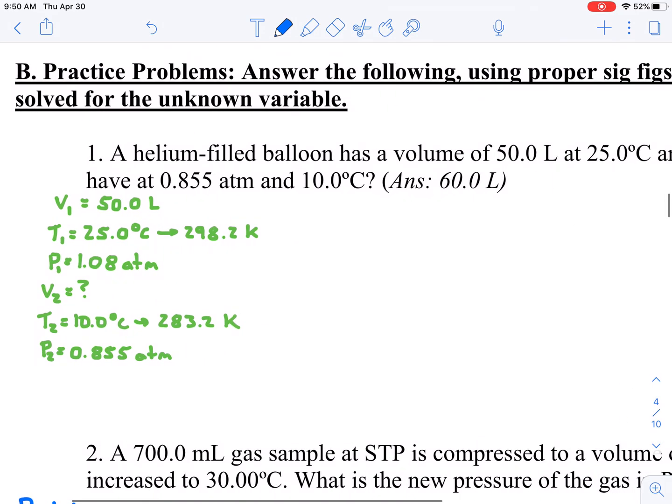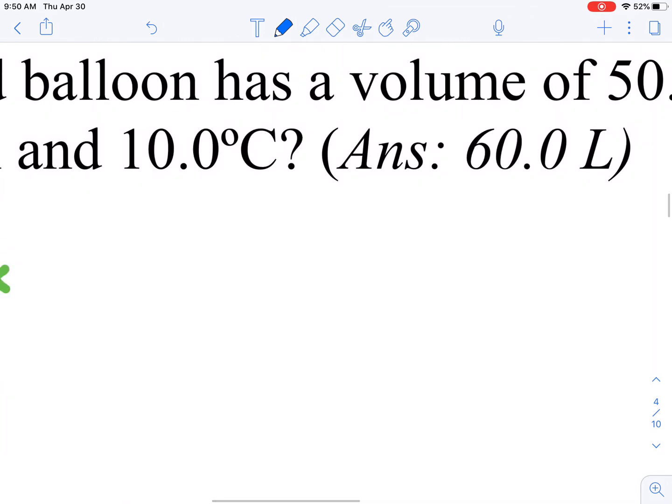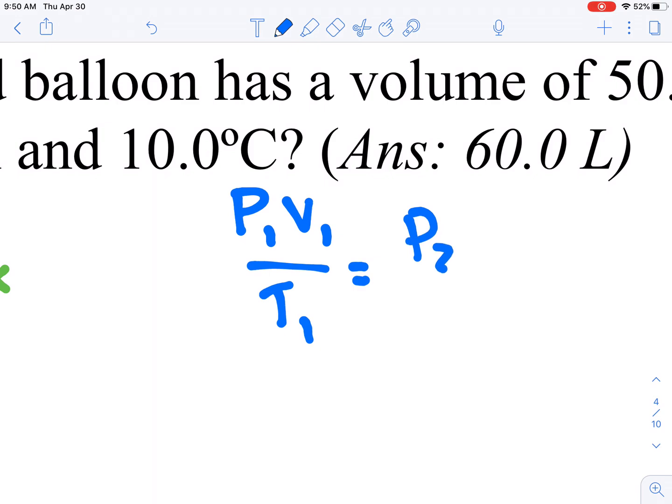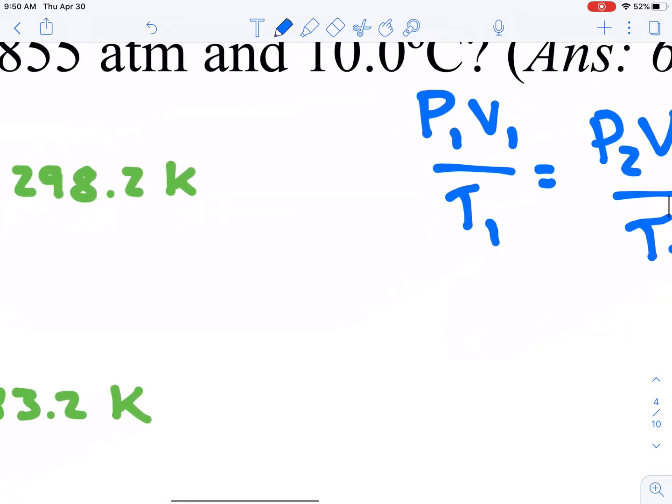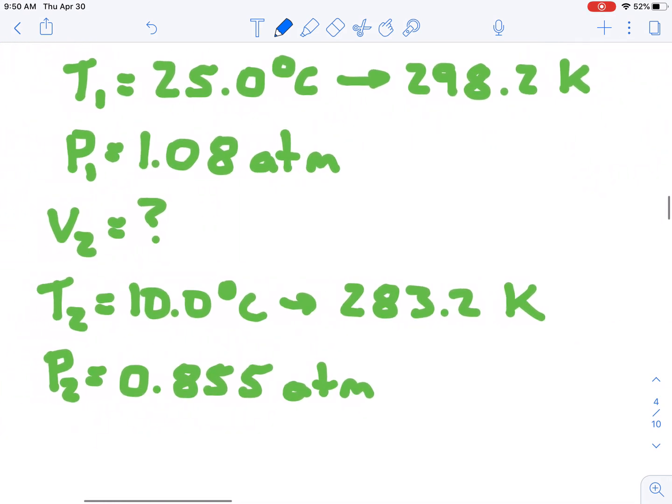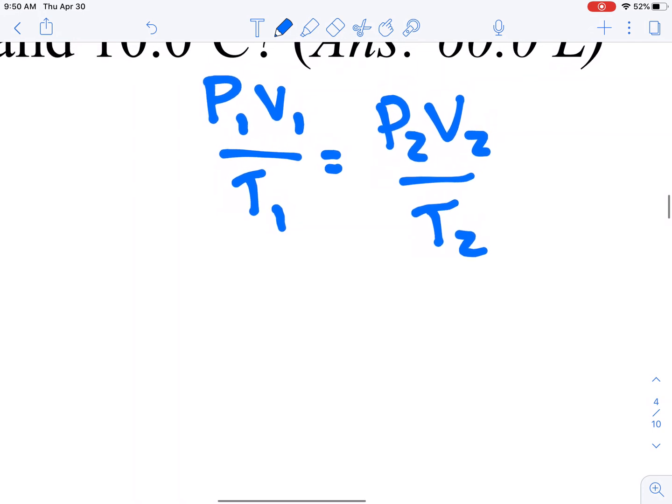You also get credit for writing out the gas law that you're using. So we are using P1 V1 over T1 equals P2 V2 over T2. That is called the combined gas law. We don't need you to write down its name. I don't care that you write combined gas law, but you do need to write out the law. And then you need to solve it for the variable of interest. So we are looking for, in this question, V2. So we're going to show this being solved for V2.